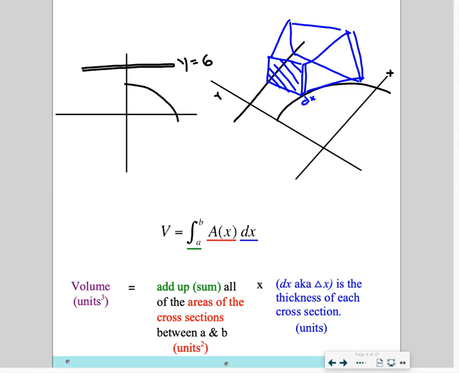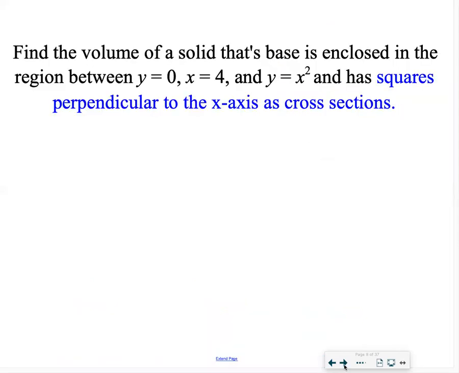They would be with a calculator, or they would give you simple enough functions that you could quickly do it by hand. Okay, first example. You could write this whole thing down, but eventually I think what you'll find is this part right here on all of these examples is what you'd want to write down in your notes. You have a solid whose base is enclosed by the region y equals 0, x equals 4, and y equals x squared, and has squares perpendicular to the x-axis as cross sections.